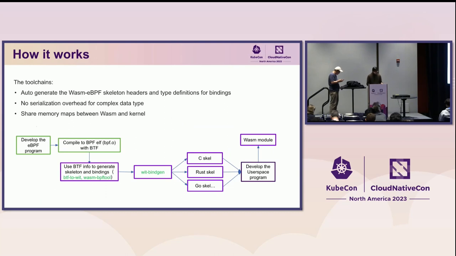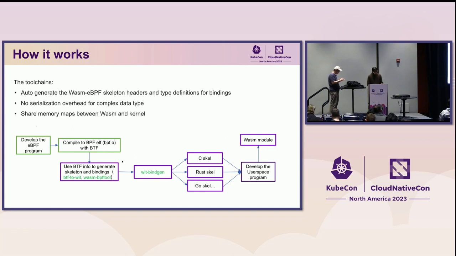Now let's move on to how we can create eBPF applications with Wasm-BPF. This is called a toolchain. To develop an eBPF program, we first need to compile the corresponding source code into BPF objects, like the BPF .o, using Clang or the LLVM toolchain, which contains the BPF bytecode and the corresponding data structure definitions, maps and program definitions in the BPF format.